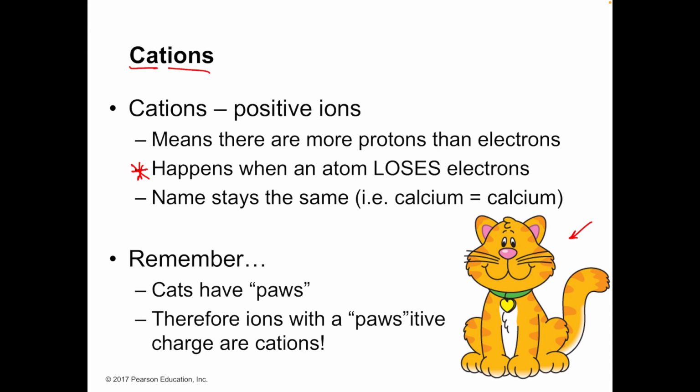The way that I remember that cations are positive is I remember that cats have paws, therefore ions with a positive charge are cations. Sorry, bad chemistry jokes. You can also remember it though, if you want, that the word cations has essentially a plus sign in it, so that's how we know that cations are positive. But I like to remember cations are positive because cats have paws.